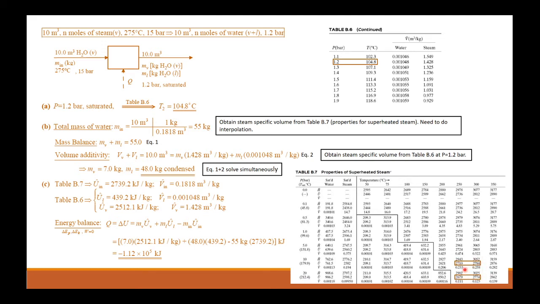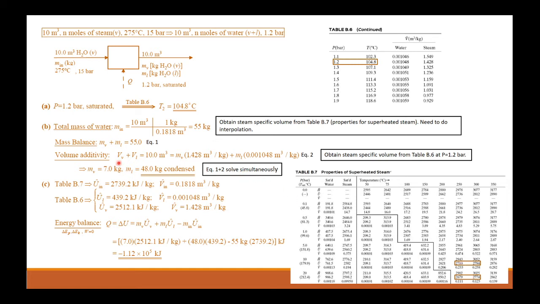So how are you going to find your specific volume at 275 degrees Celsius and 15 bar? We need to do double interpolation. So we need to interpolate 2 points here, and then interpolate the point between the points where we found our interpolated specific volume here.